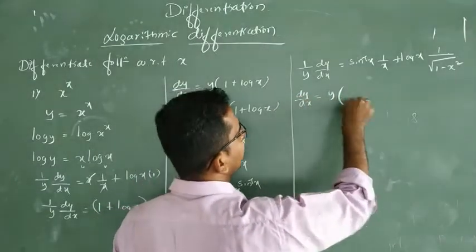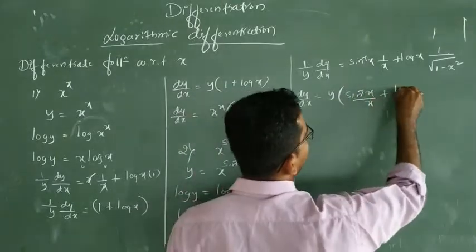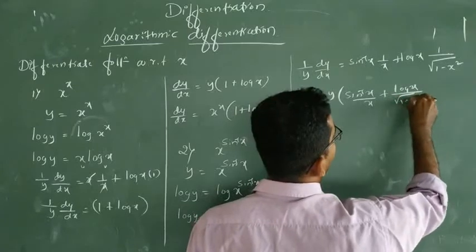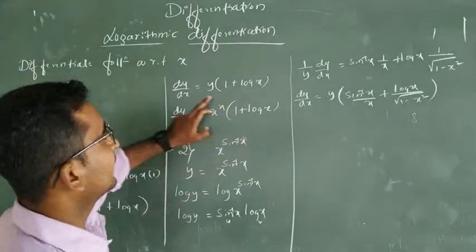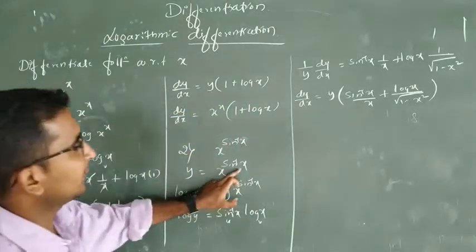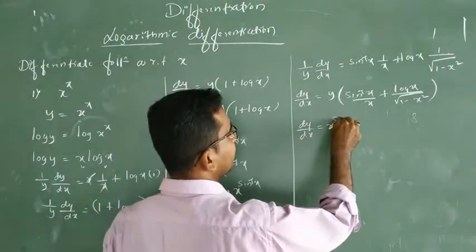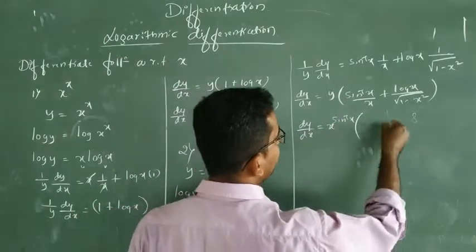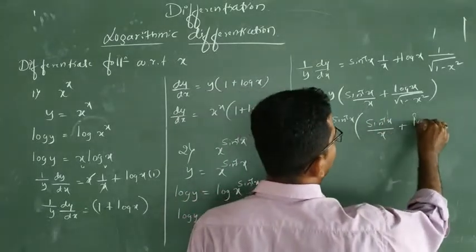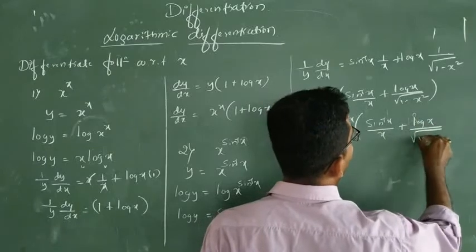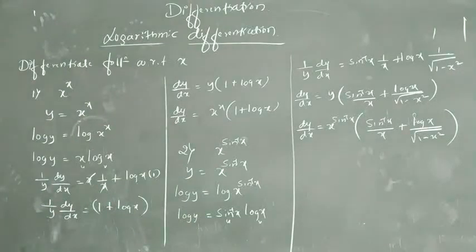Getting? Next, very simple, take this y to the RHS, then dy by dx is equal to y into sine inverse of x divided by x plus log of x divided by root of 1 minus x square. Then what is y? y is nothing but again x raised to sine inverse of x. That you have to write down compulsorily. That is x raised to sine inverse of x, then the remaining term you have to write: sine inverse of x divided by x plus log of x divided by root of 1 minus x square.